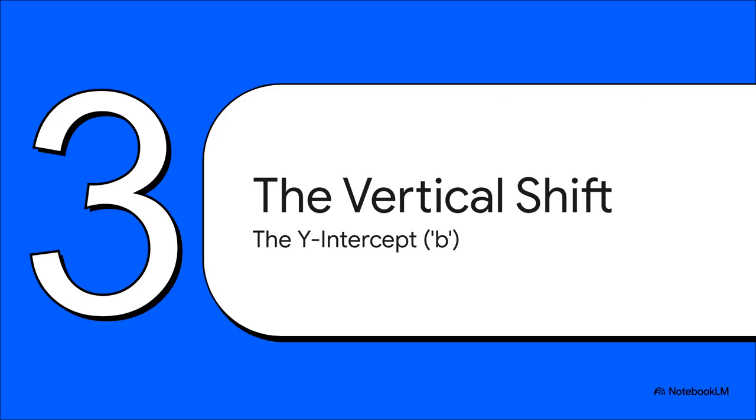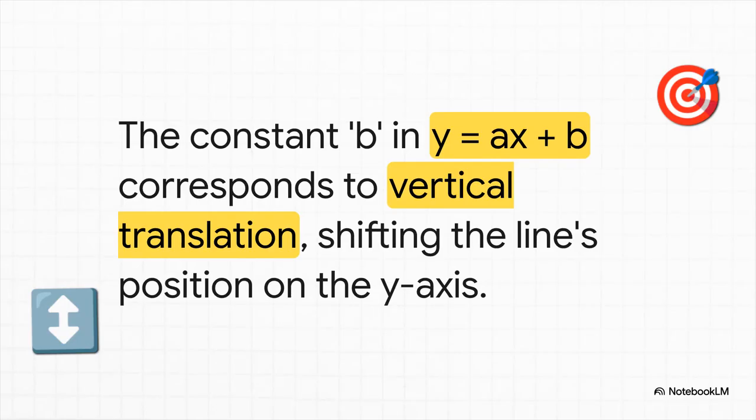All right, we've got the angle down. Time for our second tool. Let's talk about the vertical shift, understanding the y-intercept, which is our b. The b in our formula, y equals ax plus b, is the y-intercept. You can think of it as the line's starting point, or its launch pad on that vertical y-axis. It just slides the whole line up or down. No change to the steepness at all.